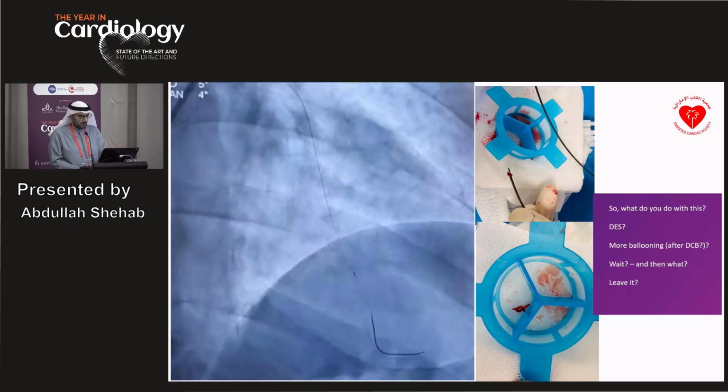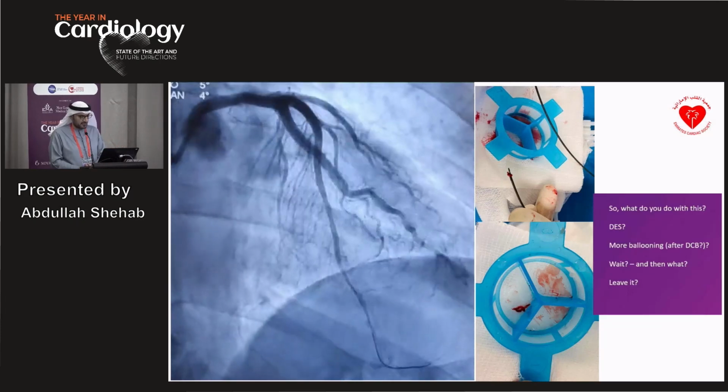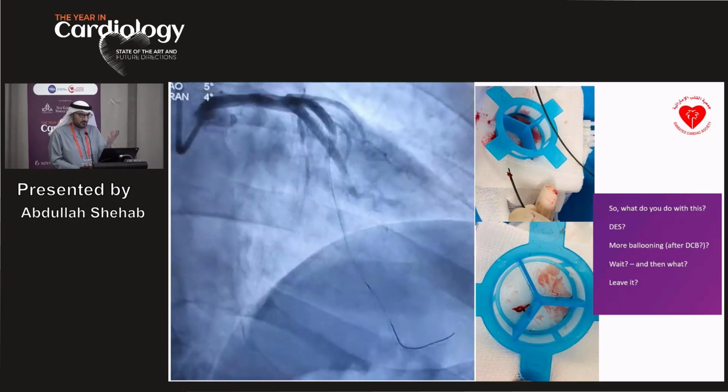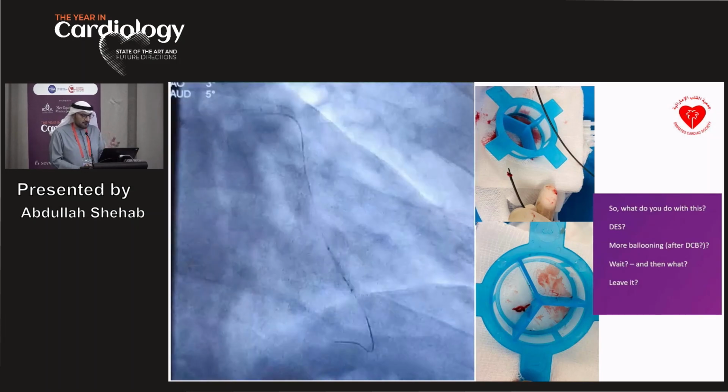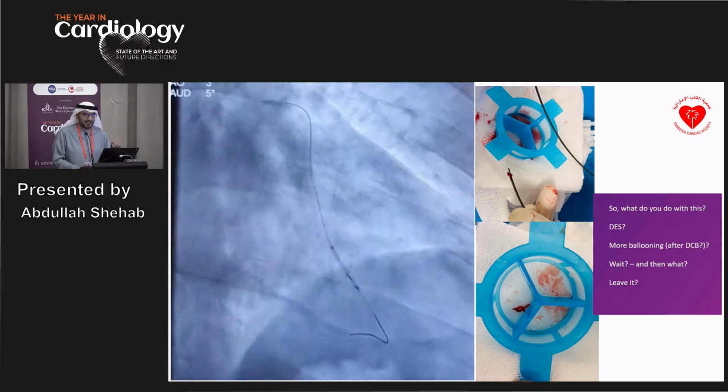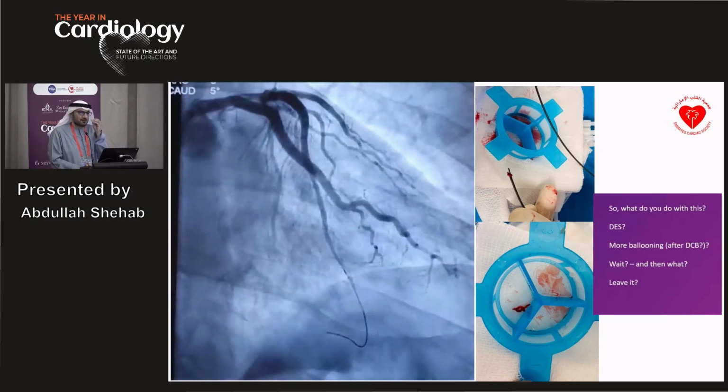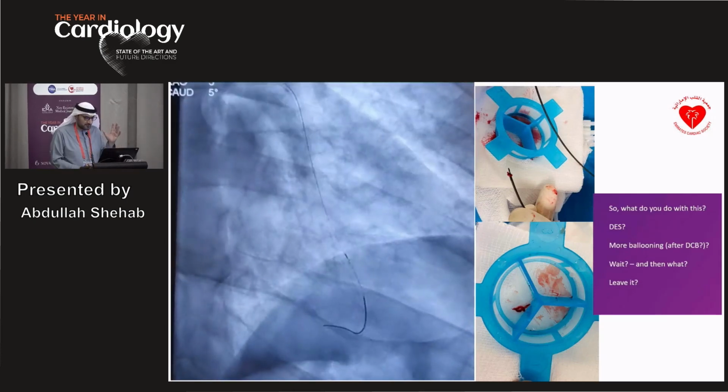So what am I going to do with this lesion there? It's very long. It looks very long. Is it thrombus? Is it negative remodeling? We don't know what's going on. So I need imaging. I don't have imaging that day. That's why I don't use a stent, because I don't have imaging.